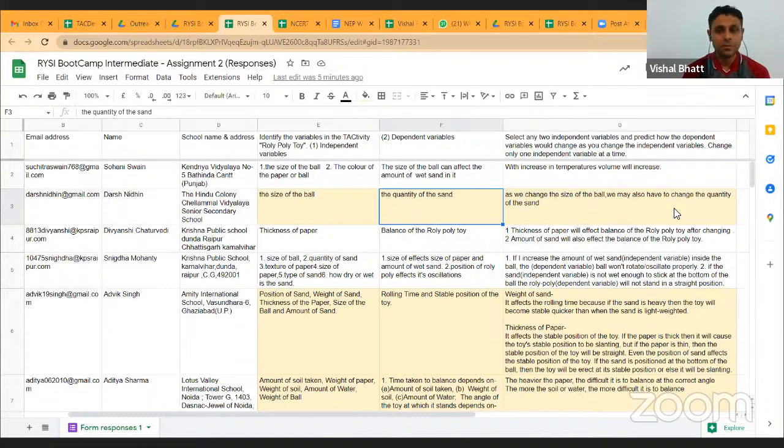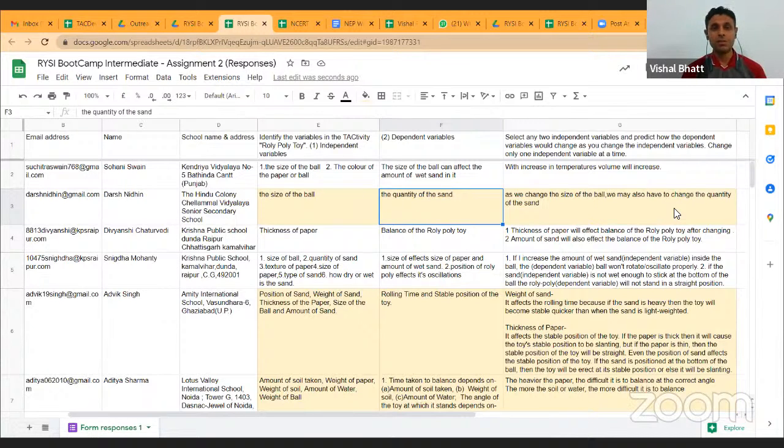Yes, sir. So one thing which I wanted to tell is that Darsh has written the size of the ball, it is an independent variable, whereas the quantity of the sand is dependent. So the larger the size of the ball, the more sand is needed. But yes, I have written the quantity of soil or the amount of sand taken is also a variable, because if we take more soil, the toy may not balance properly. But it depends, it needs to be an exact amount. If we take very less soil, the toy will again not balance. Yeah. So the soil can also be an independent variable. Yeah. And that's the reason this is a very interesting case.